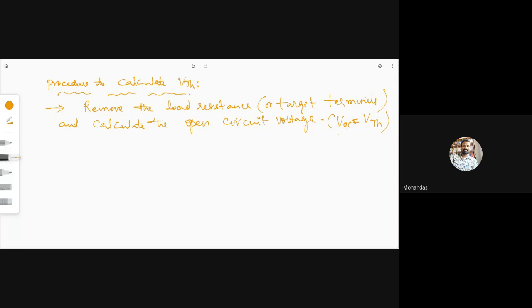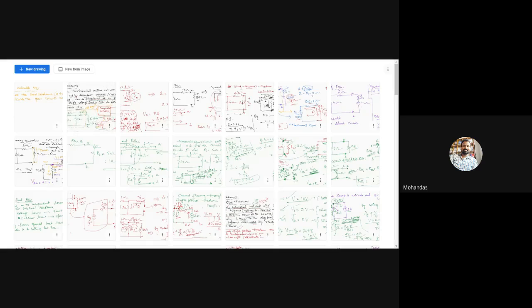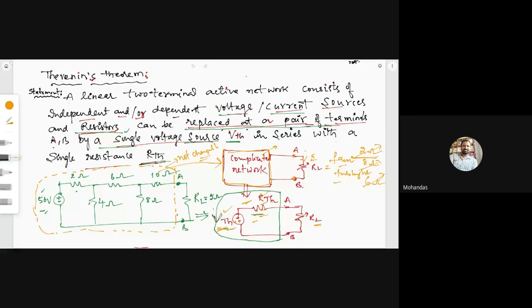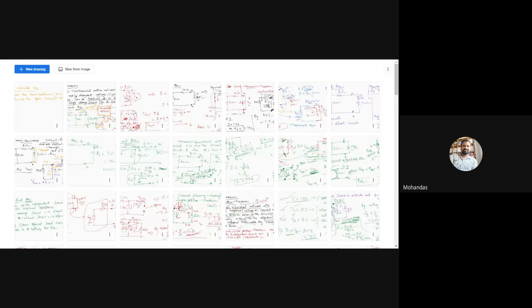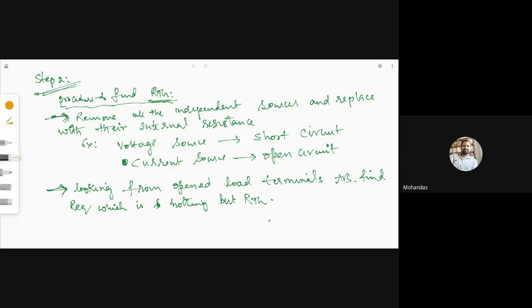How to calculate V Thevenin? We can use any method: nodal analysis, mesh analysis, KCL, KVL, or any usable procedure you can follow to solve the problem. Okay. Next one is the procedure to calculate R Thevenin. That is step 2. Procedure to find the R Thevenin.